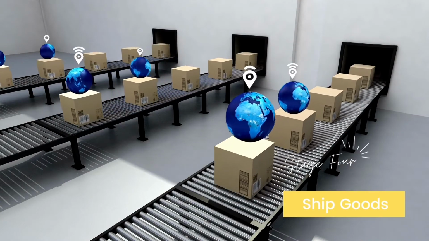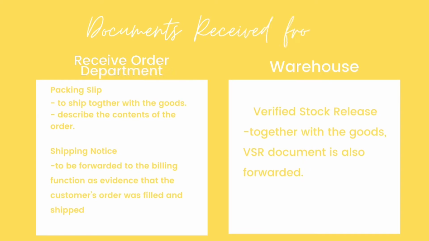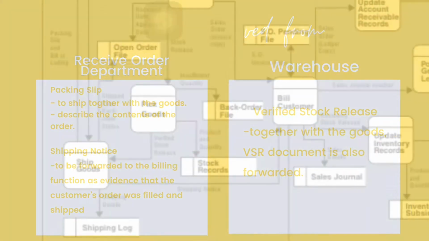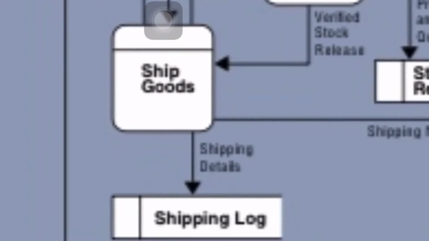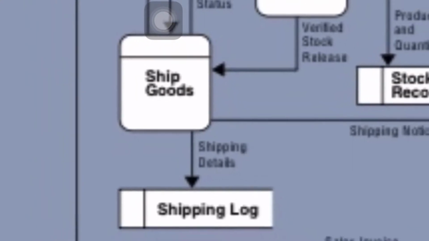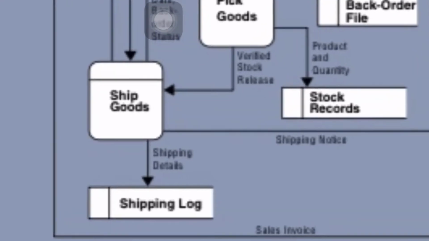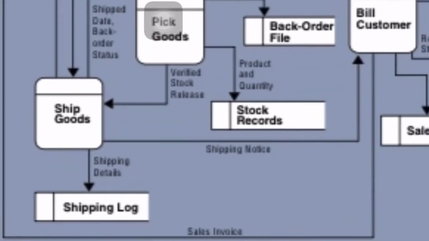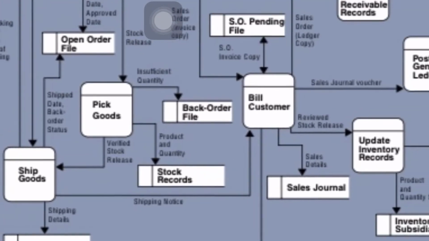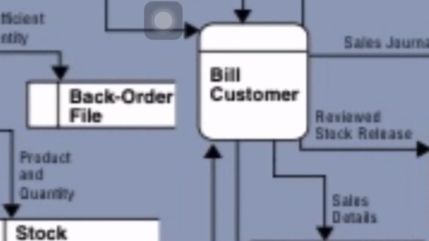Then, shipping the goods. Before the arrival of goods and verified stock release document, the shipping department received the packing slip and shipping notice from the receive order function. The packing slip will automatically travel with the goods to the customer to describe the content of the order. The shipping notice will later be forwarded to the billing function as evidence that the customer order was filled and shipped.